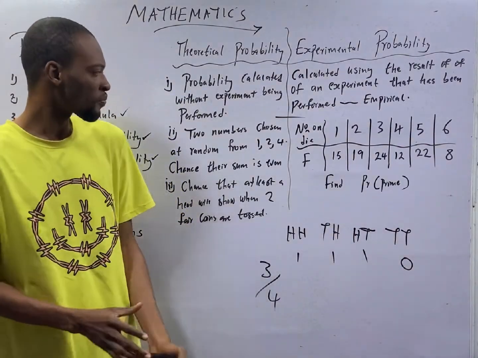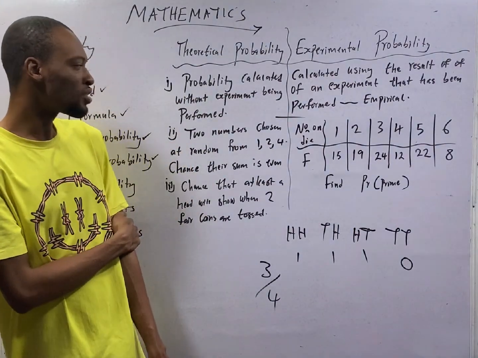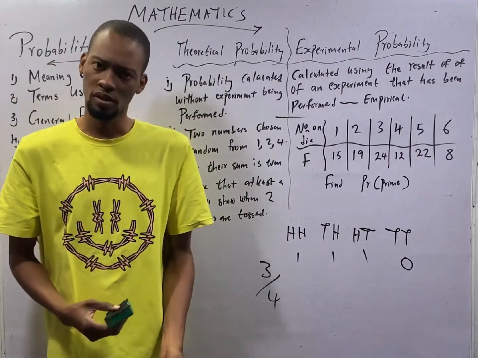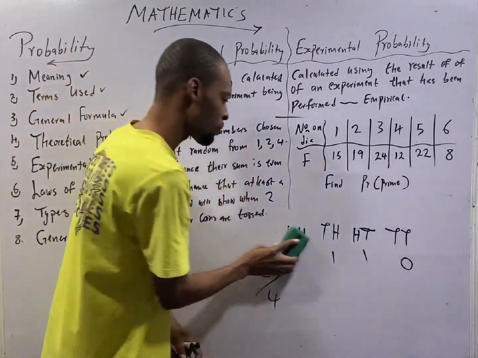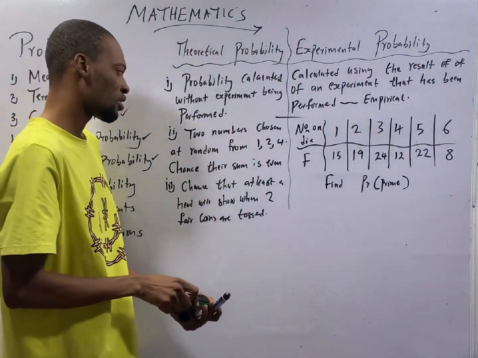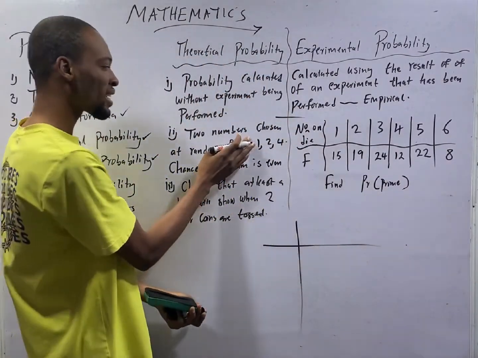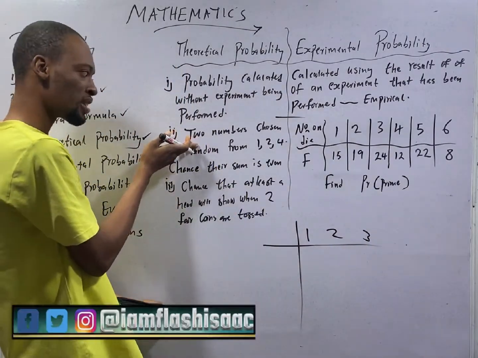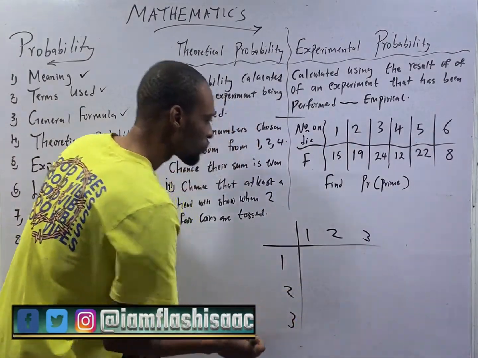Look at something else. Two numbers are chosen at random from 1, 2, and 3. What is the chance that their sum is even? For things like this, you don't need to carry out an experiment. It is just for you to start solving. See, draw a table. The numbers are 1, 2, and 3. Two of the numbers. So 1 is here, the other one, 1, 2, 3.